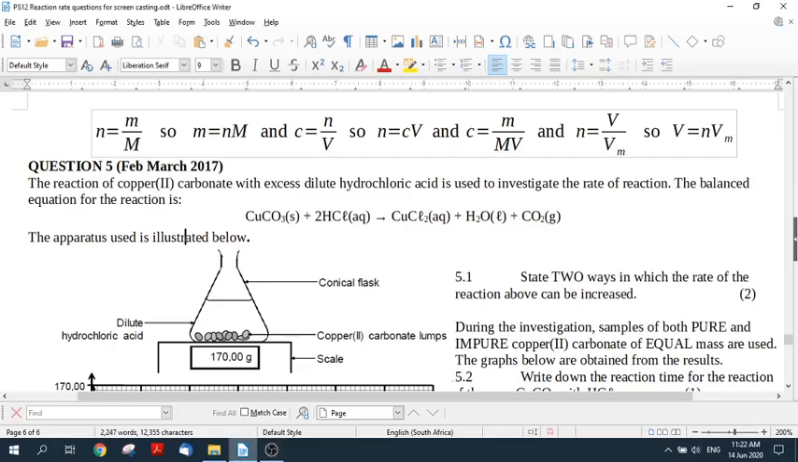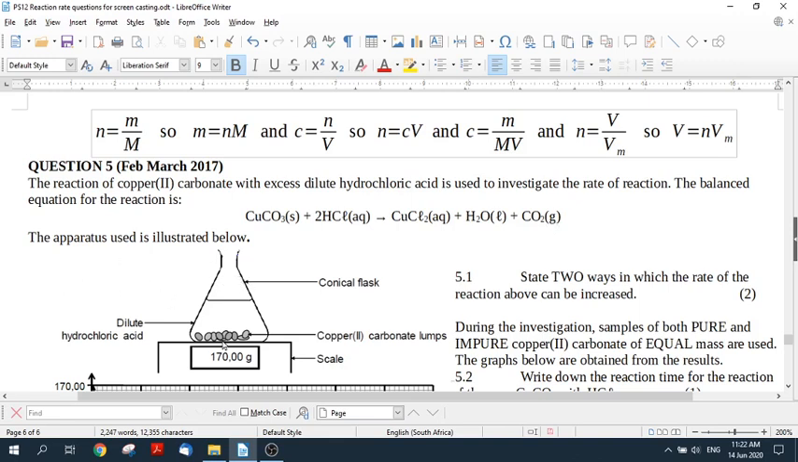Okay, this is the February-March 2017 question 5 on reaction rate. The reaction of copper(II) carbonate with excess dilute hydrochloric acid is used to investigate the rate of reaction. The balanced equation for the reaction is copper carbonate plus 2 hydrochloric acid goes to copper chloride plus water and carbon dioxide gas. The apparatus used is illustrated below.